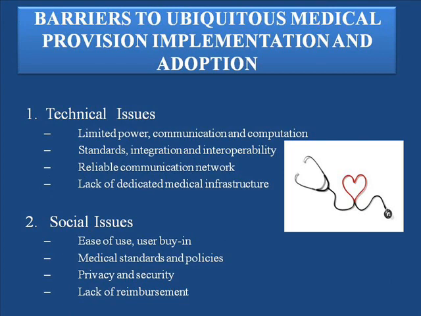The barriers to ubiquitous medical delivery adoption and implementation could be categorized into technical and social issues. Under technical issues, we have limited power, communication and computation, lack of standards, integration and interoperability, lack of reliable communication network, and lack of dedicated medical infrastructure. Under social issues, we have usability factors, medical standards and policies, privacy and security, and lack of reimbursement for ubiquitous medical services.